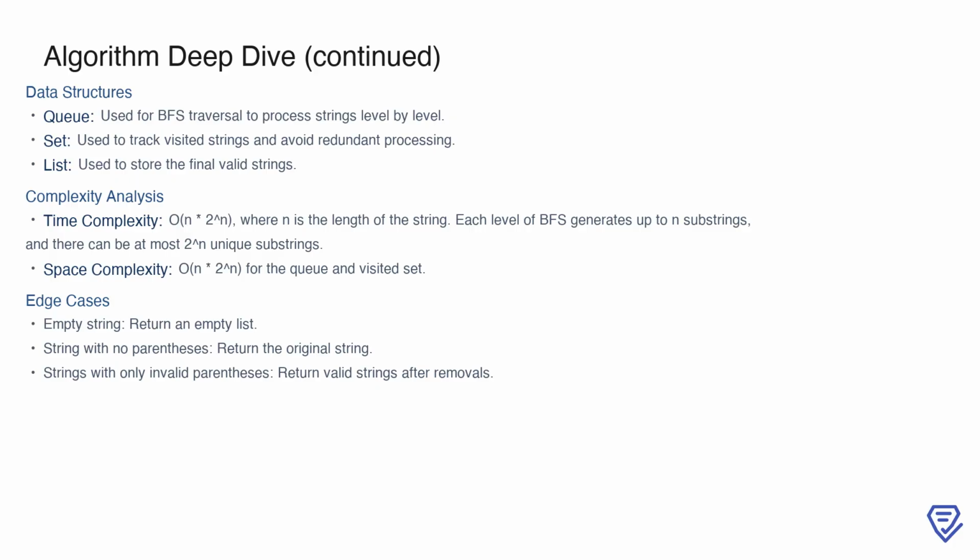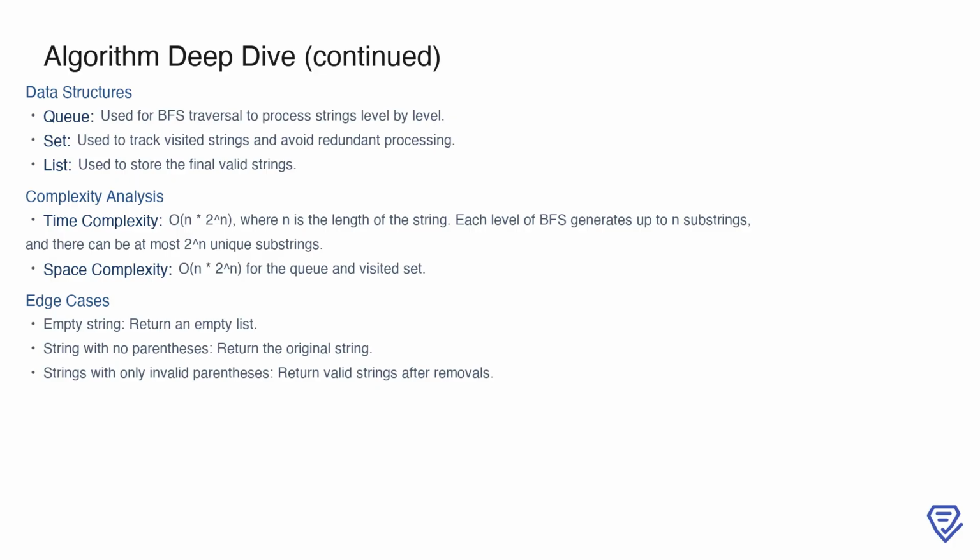In terms of complexity, the time complexity is n*2^n, where n is the length of the input string. This is because, at each level of BFS, we can generate up to n substrings, and the total number of unique substrings can be as high as 2^n. The space complexity is also n*2^n, primarily due to the storage requirements for the queue and the visited set.